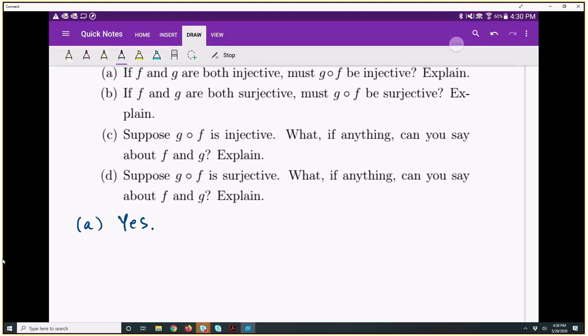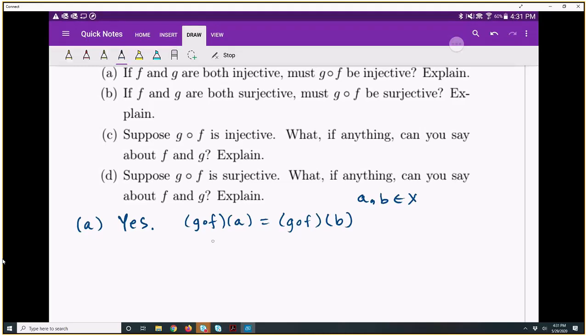So what does it mean that f and g are both injective? Let's think about the composition. We want to know if two elements are equal under the composition. So g composed f of some element A is equal to g composed f of some element B. And remember, these elements are coming from the set X. Does that mean that A and B have to be equal? If so, we're going to say it's injective.